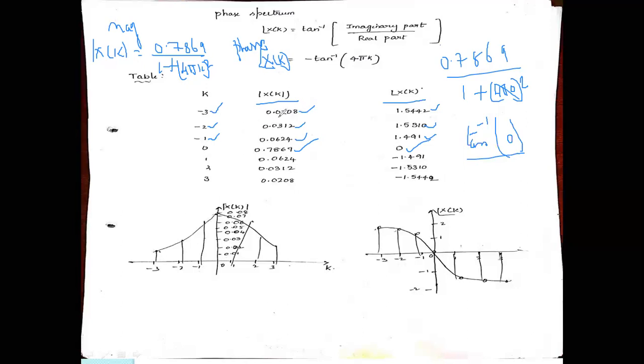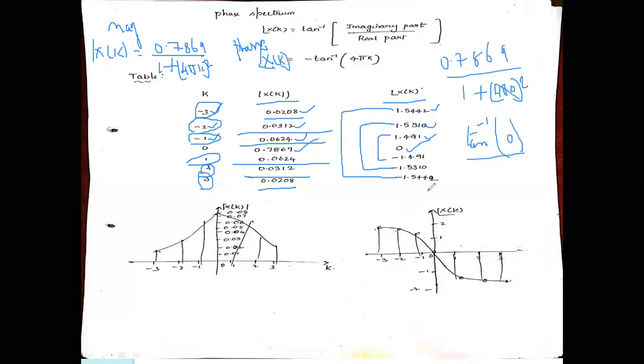Fine. So 0.028 for minus 3, because it is a periodic signal, 0.028 for both the positive and the negative values. Observe here, for minus 2 and plus 2 also, the same value, 0.0312. And for minus 1 and plus 1 also, 0.06464. The angle is also the same with plus and minus. Here also the value is the same with the negative and positive values.